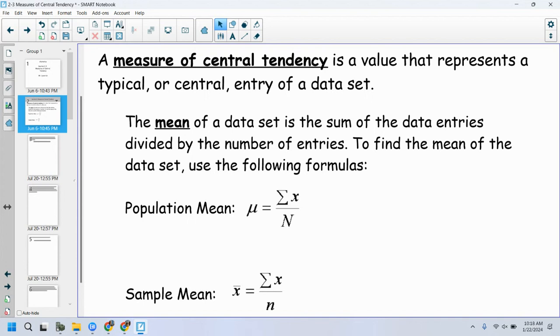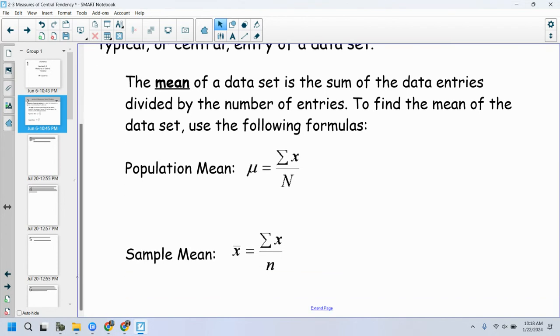Now, the manner in which we calculate mean is the exact same whether we use population or sample. But later on, when we talk about different types of tests that we do, we're going to need to use different formulas, whether we're talking about populations or samples. So it's important to understand the notation that we have.